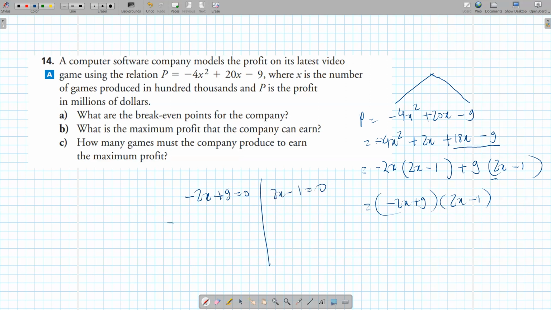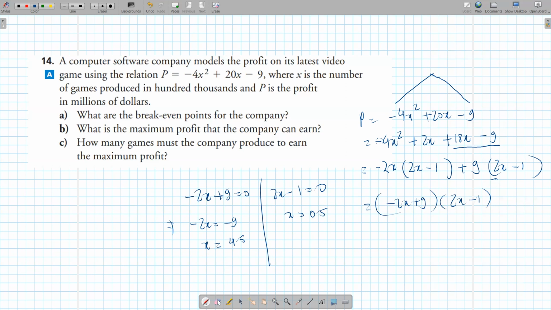How do we solve the first equation for x? You subtract 9. Yes. And then you divide by -2, yeah? So you get 4.5 or 9/2. You do the same thing on the other bracket, you get 0.5. Cool? All right, there we go. That's all we need for this question.